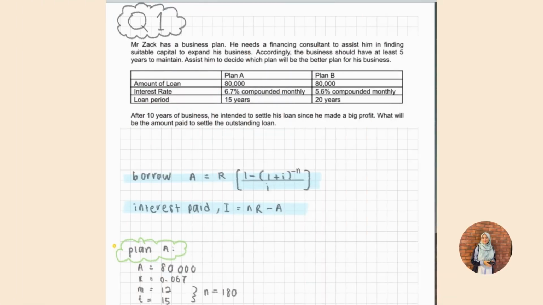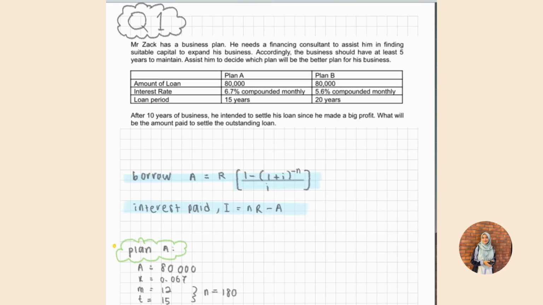Mr. Zack has a business plan. He needs a financing consultant to assist him in finding suitable capital to expand his business. Accordingly, the business should have at least 5 years to maintain. Assist him to decide which plan will be the better plan for his business. After 10 years of business, he intends to settle his loan since he made a big profit. What will be the amount paid to settle the outstanding loan?